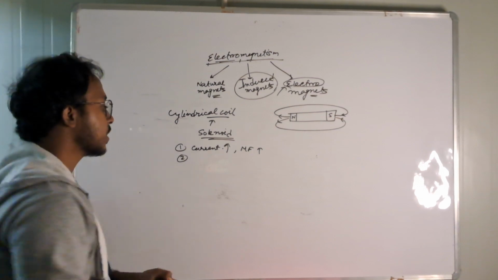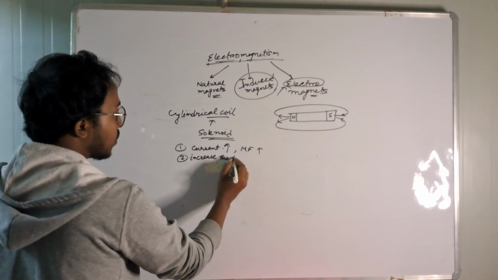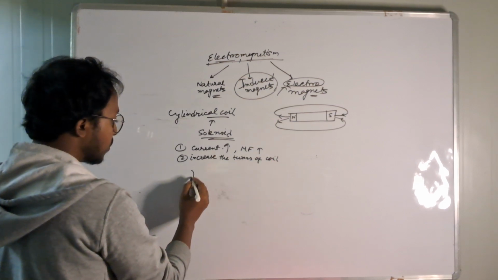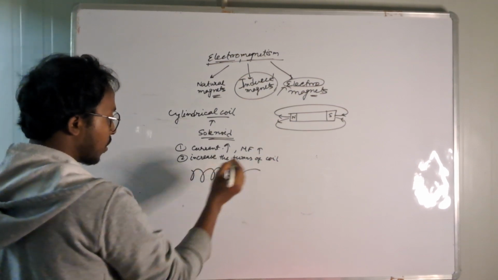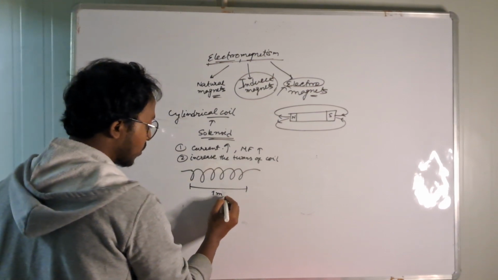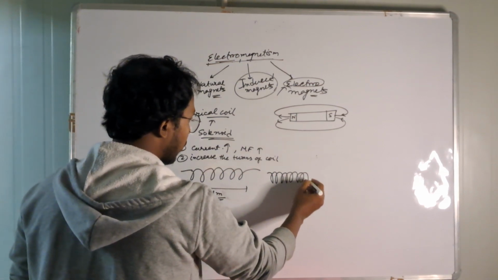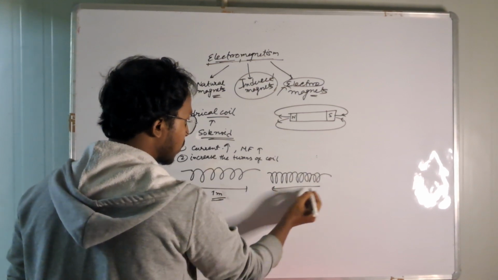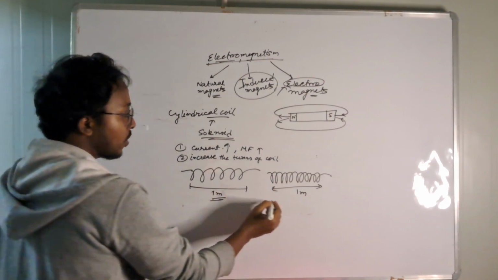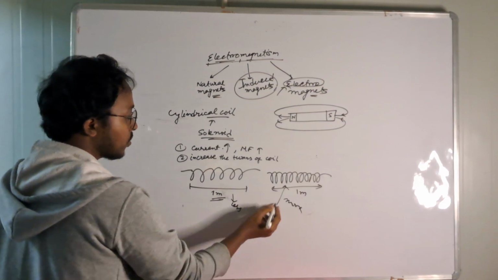The second one is, if I increase the turns of coil. So let's say this is the coil having a length of 1 meter, and within 1 meter length itself I have made this coil which is having more turns. The length is the same, 1 meter. So within 1 meter it is having more turns than this. So the magnetic field lines will be more over here and less compared to this.